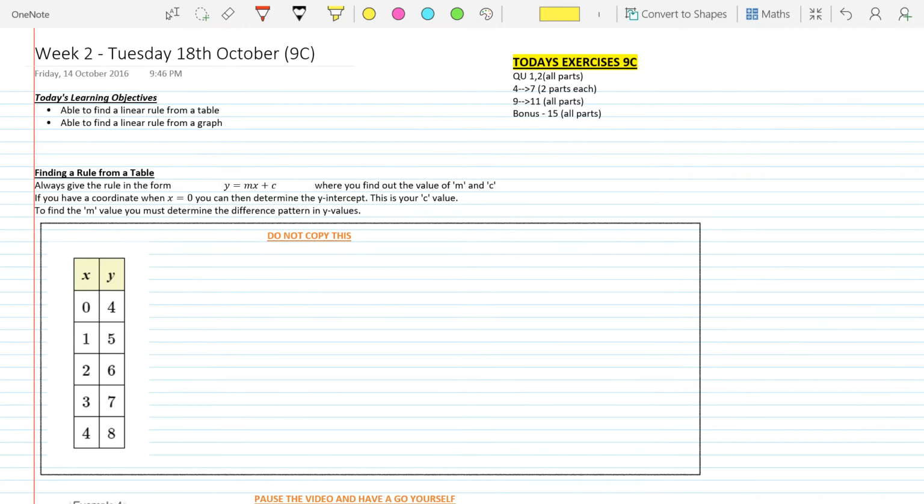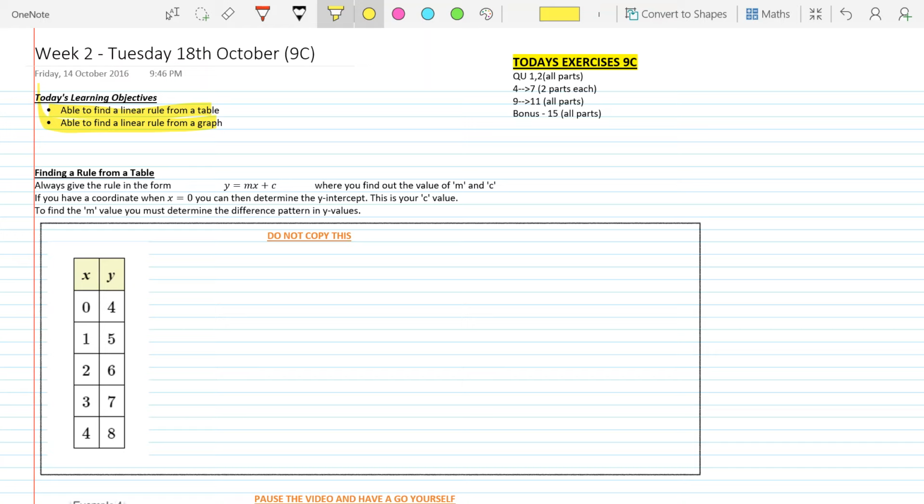Okay, good morning. Today we're looking at finding linear rules from tables and graphs. If we look at our learning objectives here, we're looking at linear rules, so y is equal to mx plus c.